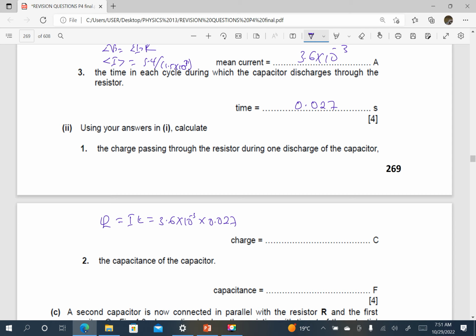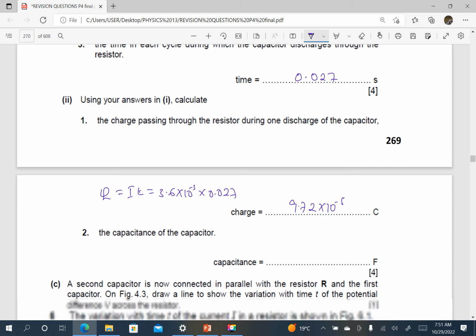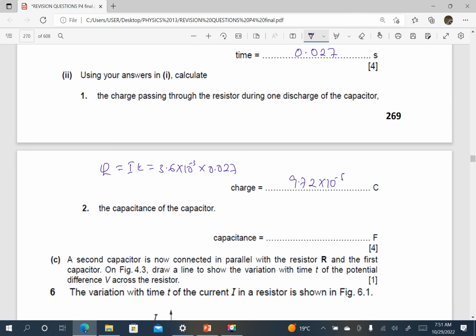Press the calculator. So from my calculator, I am getting 9.72 times 10 power negative 5 coulombs. Then the capacitance of the capacitor, we have seen capacitance. So C is equal to the change in the charge over the difference in the value of V.